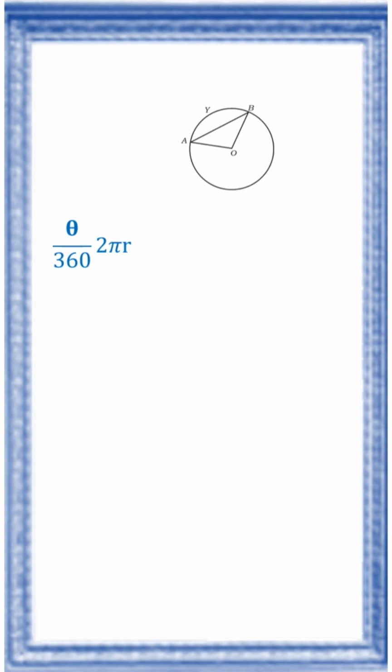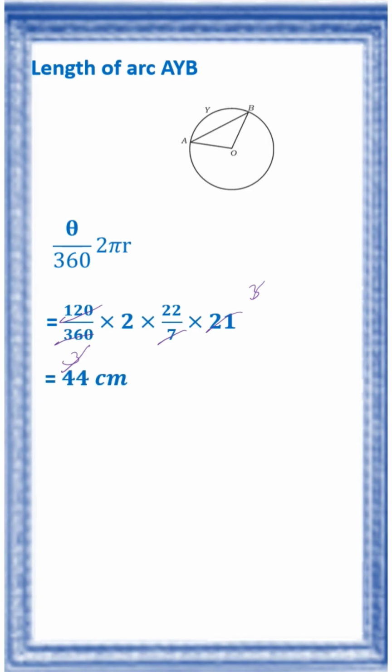Length of the arc AYB is equal to theta by 360 into 2 pi r. Now let us substitute the values. Theta is 120, 2 pi is 22 by 7. Here also 7 and 21 can get cancelled. Otherwise you would have to put 3.14. Here 7 ones are 7, threes are. 12 ones are 12, threes are. 3 and 3 get cancelled. What is remaining now? 2 into 22, that is 44 centimeter. So the length of the arc AYB is 44 centimeter.